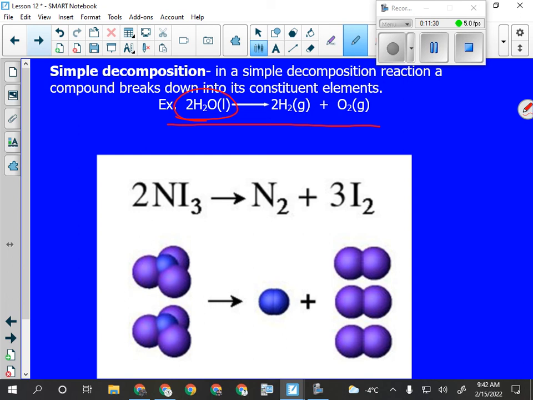All right, so in a simple decomposition, we have molecules breaking up into their elements. Okay, so in this one, we have two molecules of nitrogen triiodide, and they're decomposing into nitrogen and iodine.